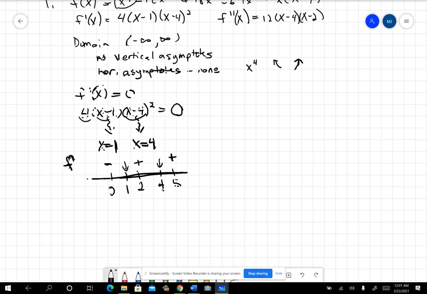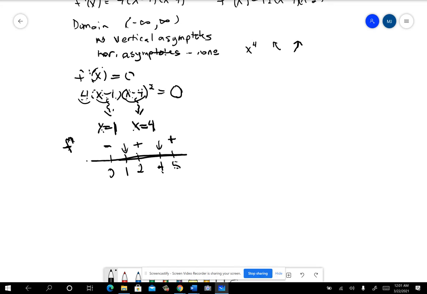So 1 and 4 are places where I might have a max or a min. What I can tell is that neither of those things will happen at 4. What f is doing is falling from negative infinity to 1, then in between 1 and 4 going up, and from 4 on it's going up also. So at 4 you don't have a max or a min. It's probably an inflection point, is my guess. But at 1, do you see how it went down and then up? So that means that at 1 you have a minimum.